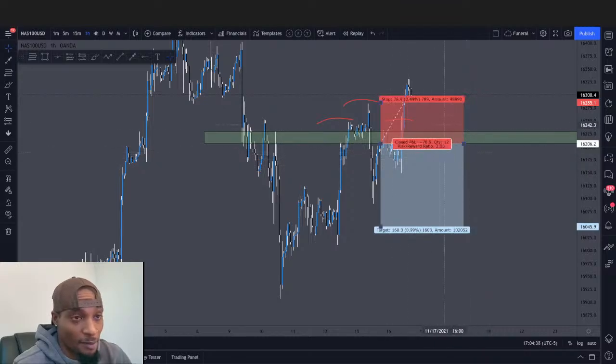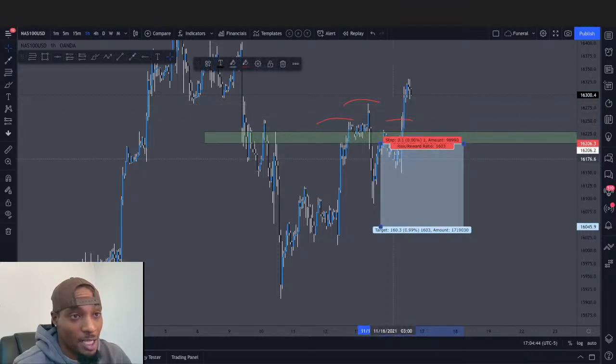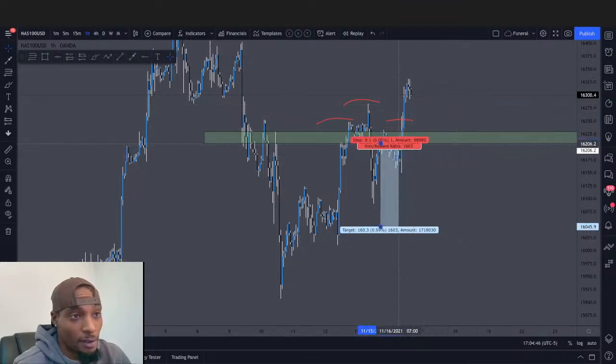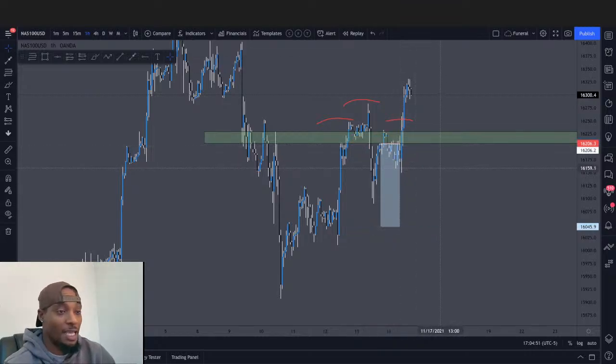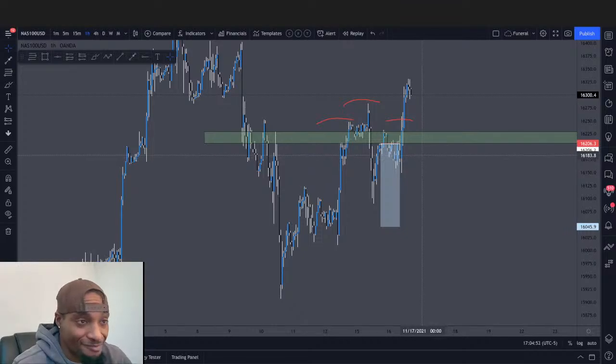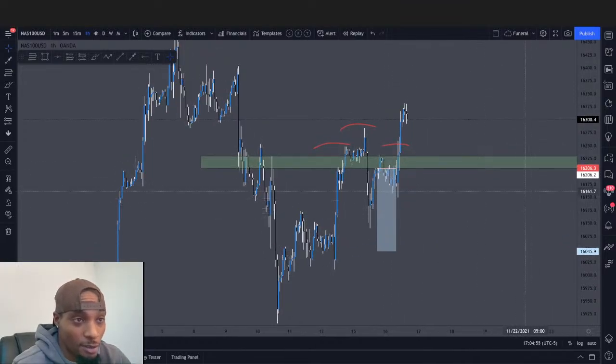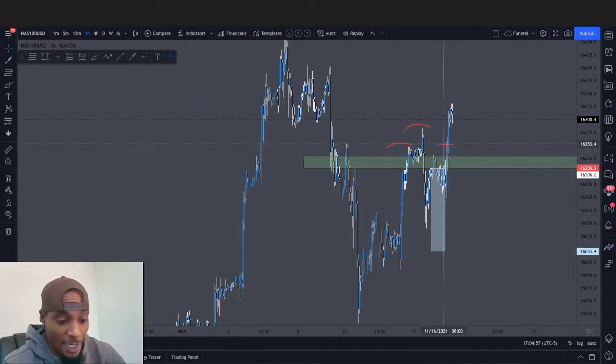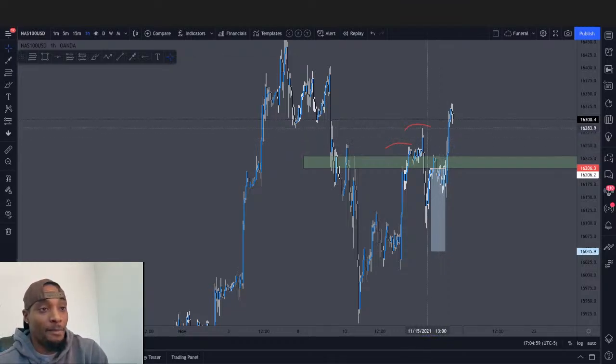Would have been stopped out at break even right over here. Price would have came in, triggered this in. We would have went risk free. Stopped out, break even. Right over here. So partially correct. Analysis played out, but the trade wouldn't have played out. And that's cool.